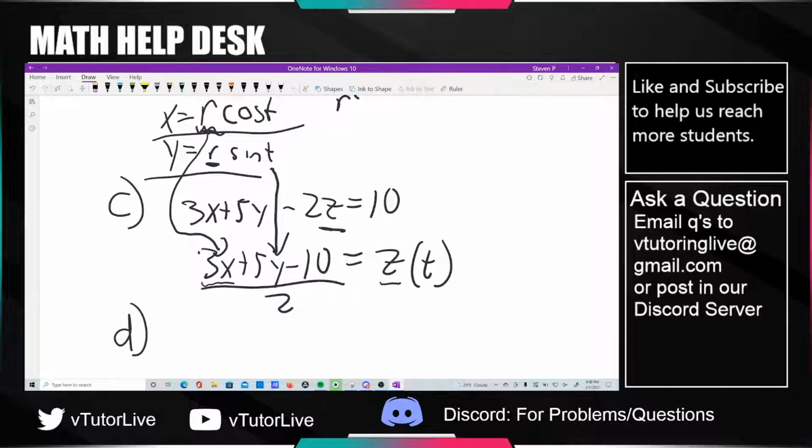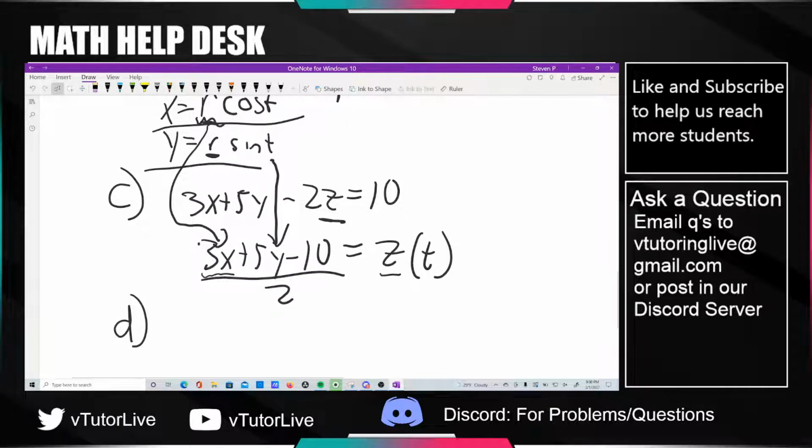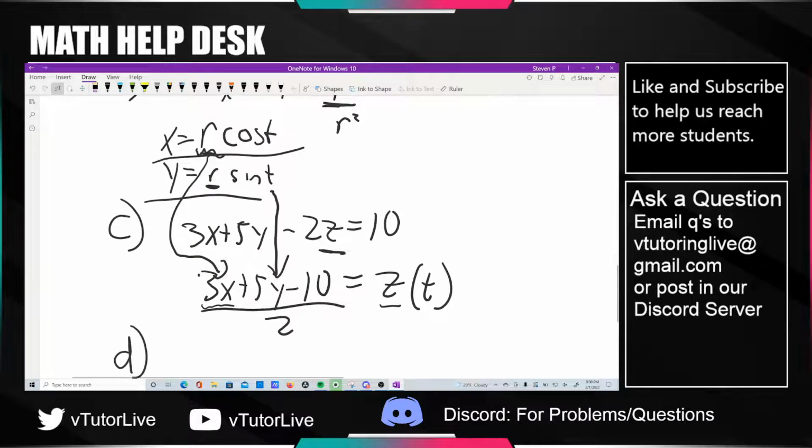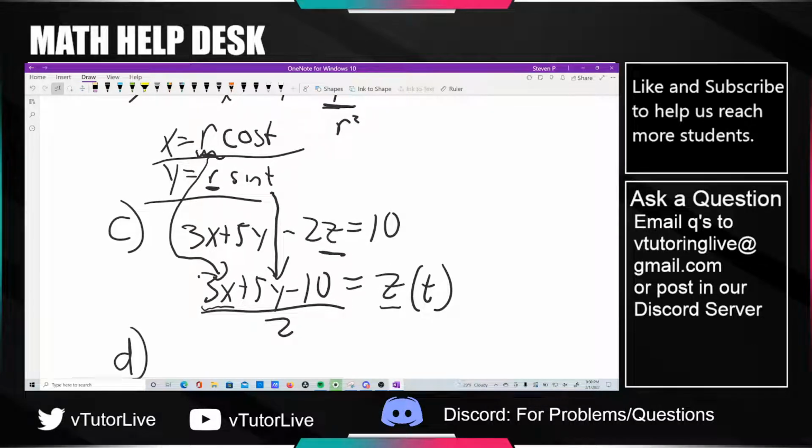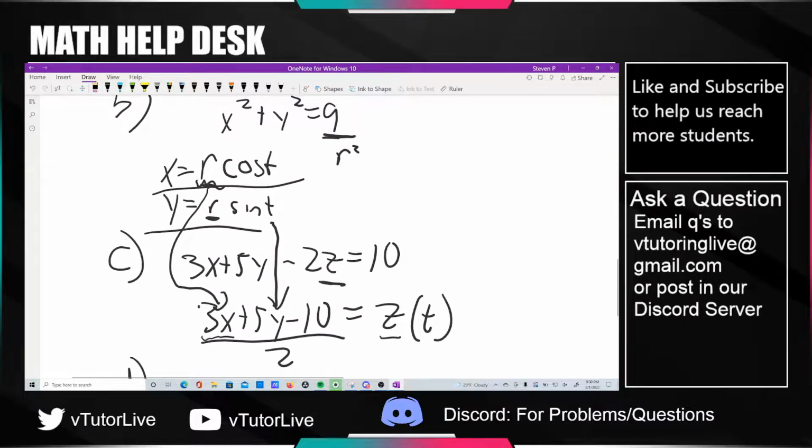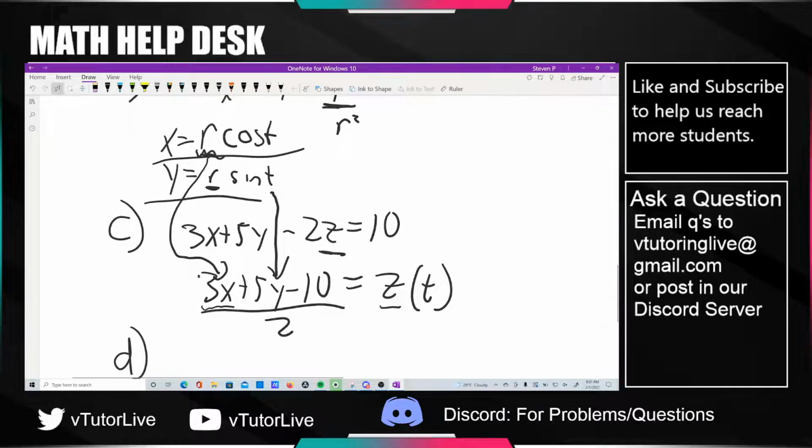What questions do you have at the moment? Would you put 3 cosine and then plus 5 sine t? Almost. You would also have to account for whatever your r value is, right? Whatever your radius is. Oh, yes. But you've already got your x in terms of t and your y in terms of t. Literally just take those and plug them in, and that's your answer for z. That's all I'm saying. Make sense?